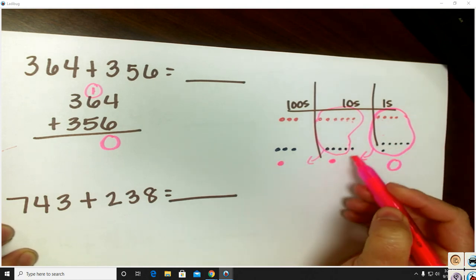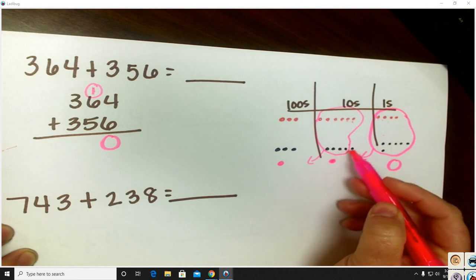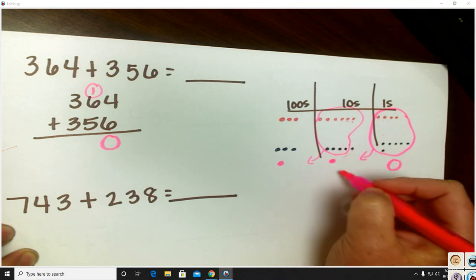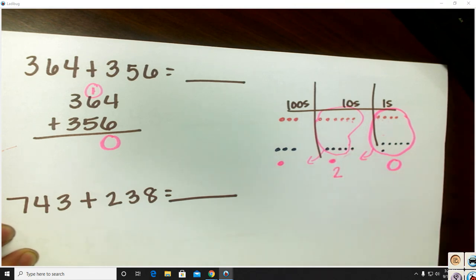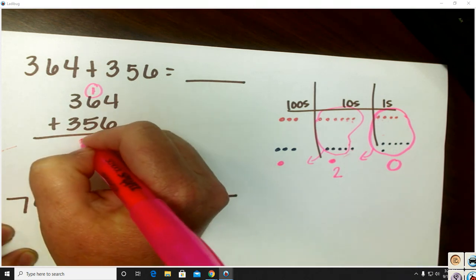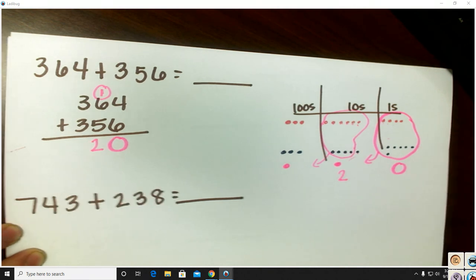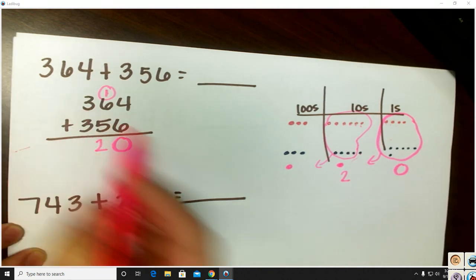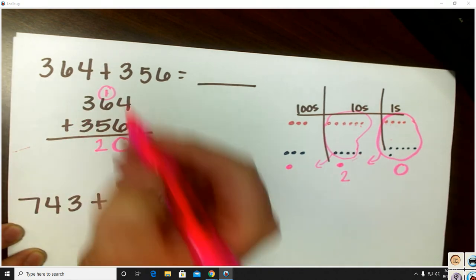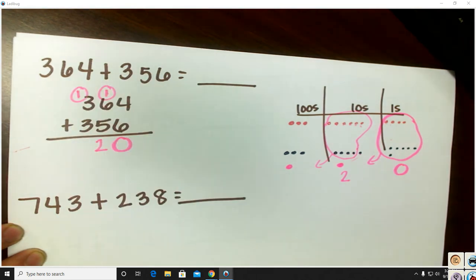But if you notice, we still have 2 left over. So I'm going to put a 2 in my tens place. So I'm going to come over to my vertical form, and I'm going to put a 2 here. But we carried over to our hundreds, so I have to carry over a 1 to my hundreds also.